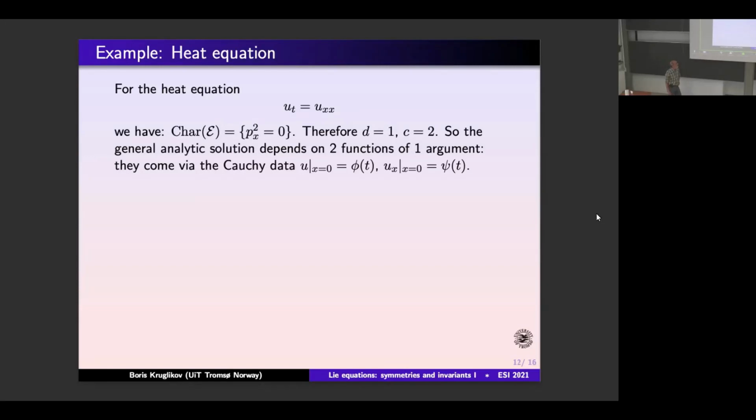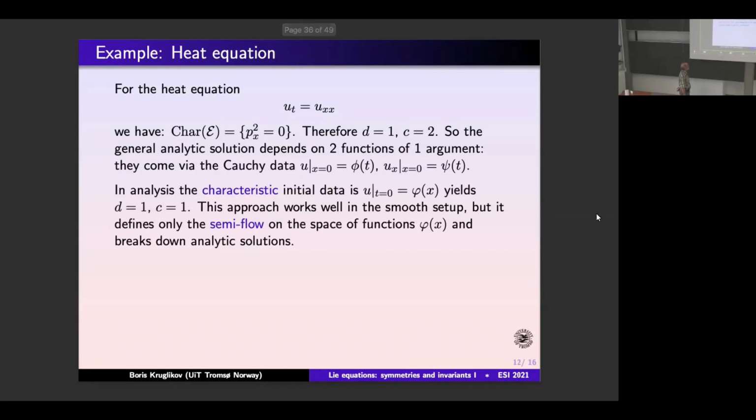And this comes through the general non-characteristic Cauchy data. You fix u at x equal to 0 as a function of t, and you fix u_x at x equal to 0 to be some other function. These are general functions, phi and psi. And the Cauchy-Kovalevskaya theorem tells you that for general analytic phi and psi, you have a local solution, which will also be analytic. But that's not what people actually do. The heat equation is not solved like this. We actually teach it in school, and it's completely different. So you actually use characteristic data.